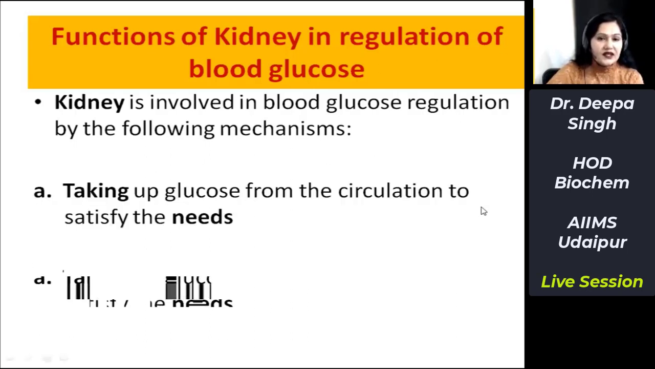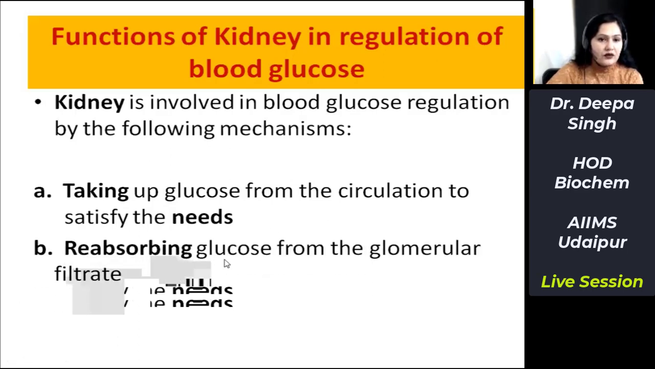Number one, taking up glucose from the circulation to satisfy the needs. Number two, reabsorbing glucose from the glomerular filtrate. And number three is gluconeogenesis. We'll address them one by one. Number one is taking up glucose from the circulation to satisfy its need.